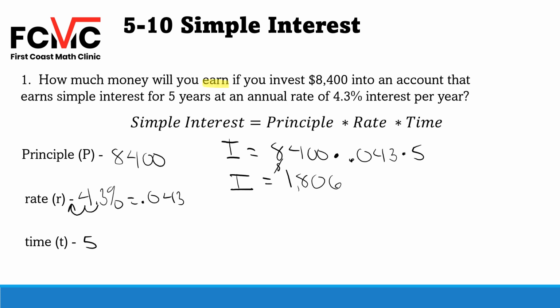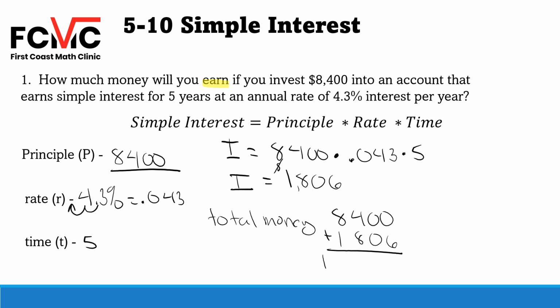If we want to figure out total money, well, then we could take the principal that we have, that 8,400, add it to the money earned, so our total money is going to be $10,206. So the interest earned, 1,806, plus the initial principal, $8,400.